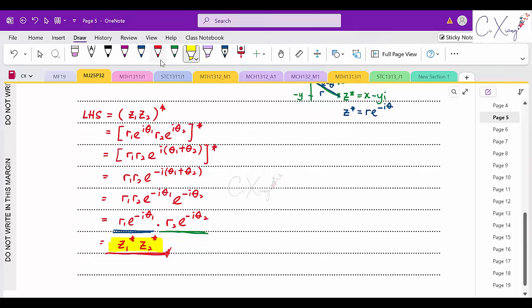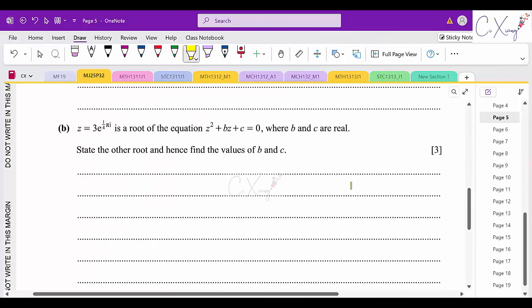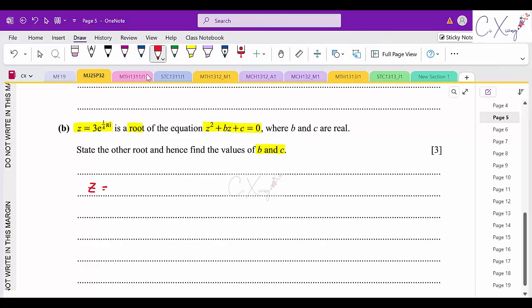Then let's continue to question 4b. Now they give us this complex number with modulus 3 and argument pi over 4. They say it is a root of z squared plus bz plus c equals 0, where b and c are real. State another root and hence find the values of b and c. If I know that this is one of the roots, let's have a look first: 3e^(iπ/4). If I want to change it to the Cartesian form, it will become 3 multiplied with cos θ plus i sin θ.